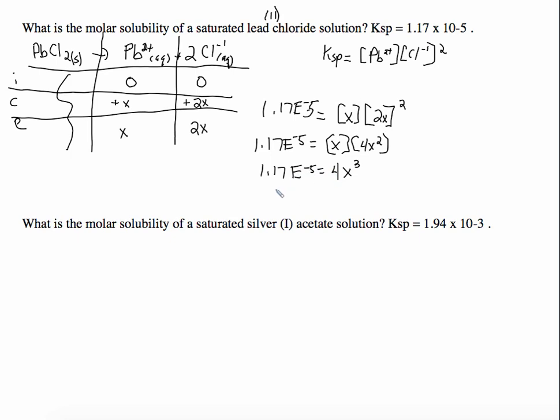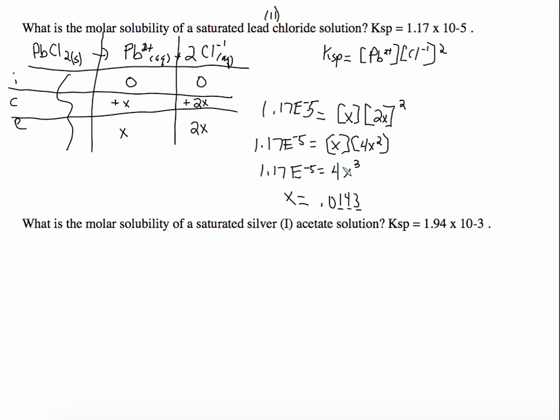So you're going to divide both numbers by 4, and then take the cube root of that. And so I end up getting x is equal to 0.0143. I went out 3 significant digits because the Ksp is given to 3 significant digits.